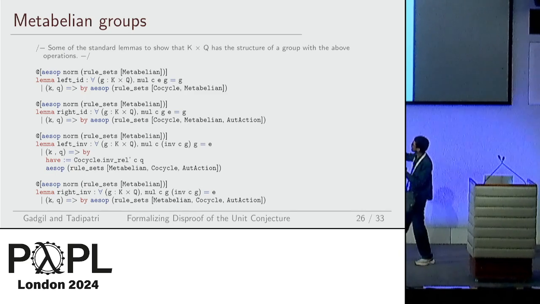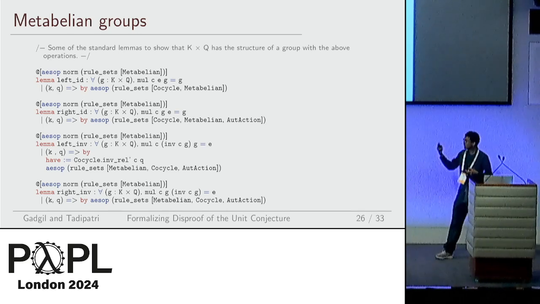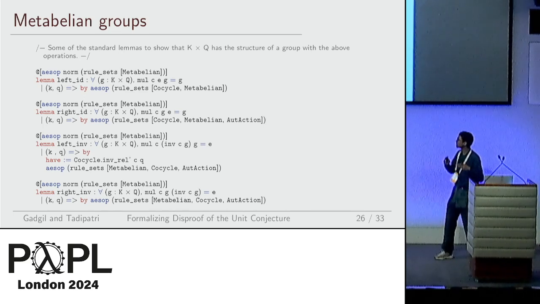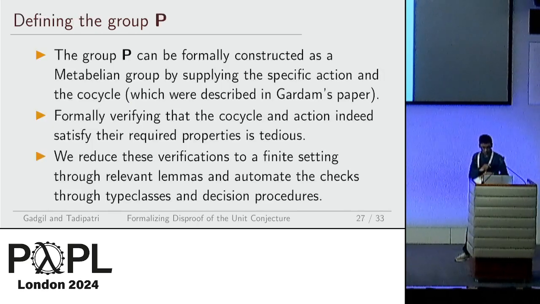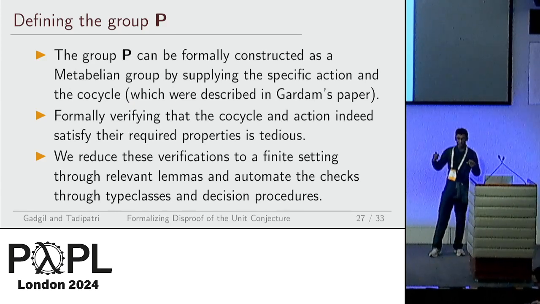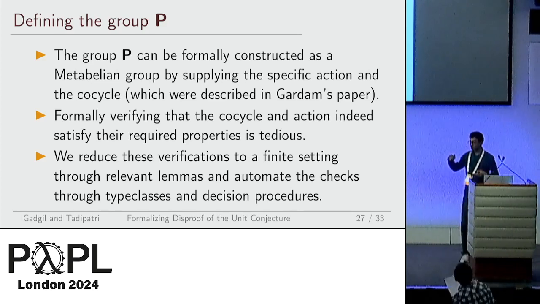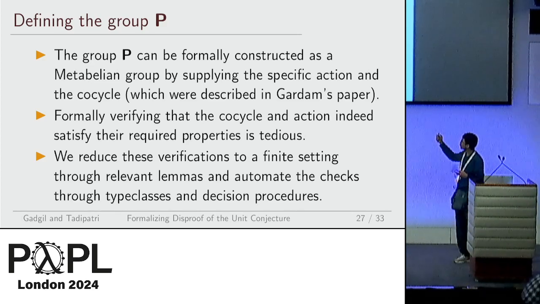As we can see, the Aesop tactic, which is one of Lean's automation tactics, makes short work of this. All the proofs are 1 or 2 lines long. The proof that multiplication is associative is slightly longer, which is why it's not on the screen here. But rest assured that it's not too difficult either, and it follows from the cocycle condition. And so finally, this concludes the construction of meta-Abelian groups in general, and we finally need to construct the group P by specializing with the appropriate cocycle and group action.